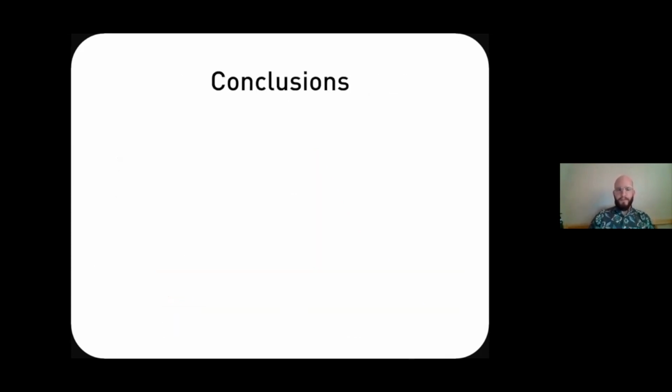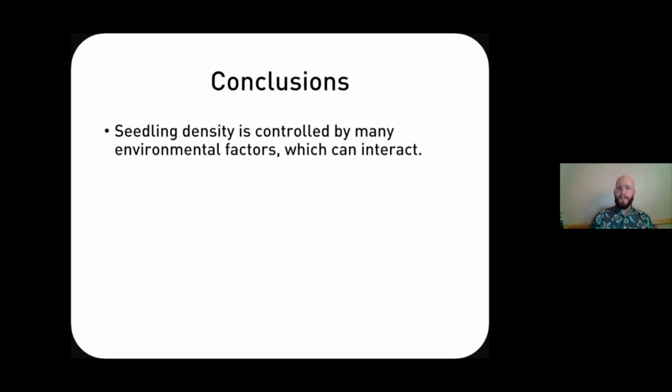And so my conclusions are, well, one, that seedling density is controlled by many environmental factors that interact. And this sounds kind of funny because it's kind of a duh, but I think in the literature, there's a lot of motivation to try to pick one thing that's like a silver bullet. But our study suggests that there are very many things that control seedling density, and we really have to be willing to grapple with each of them and unpack each of them to understand how to promote forest regeneration.